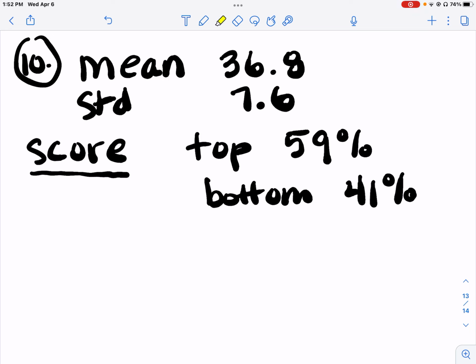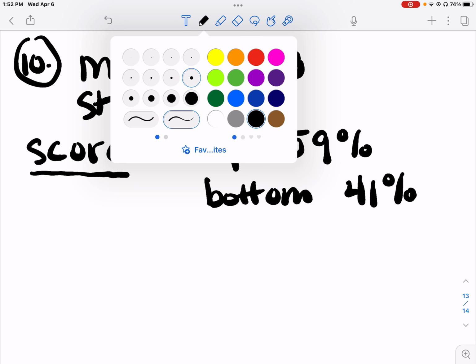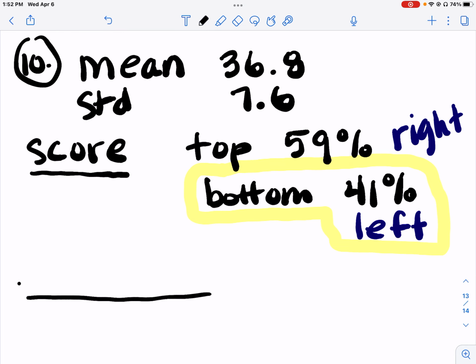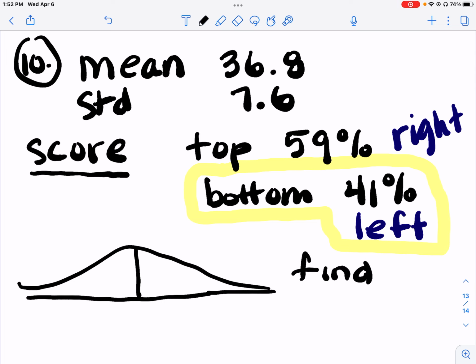The top 59%, what does that mean? That means the right. The bottom 41% means the left. What area does the chart give us? The left area. The chart gives us the left area. So, what do we need to find first? The bottom 41%, we need to find z.